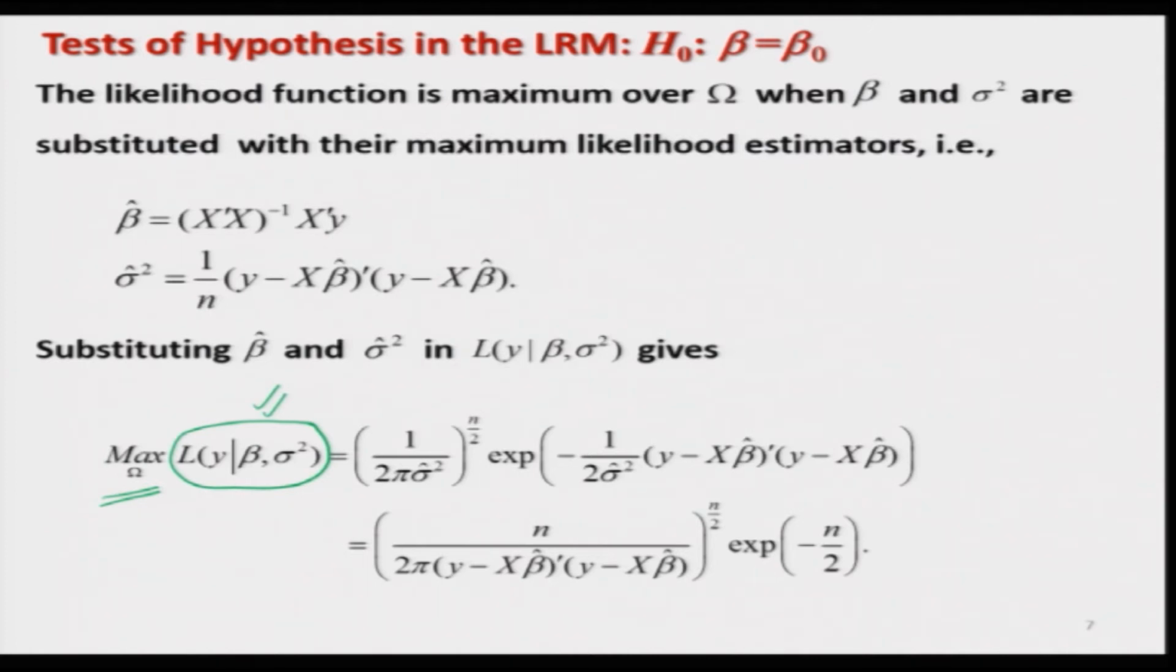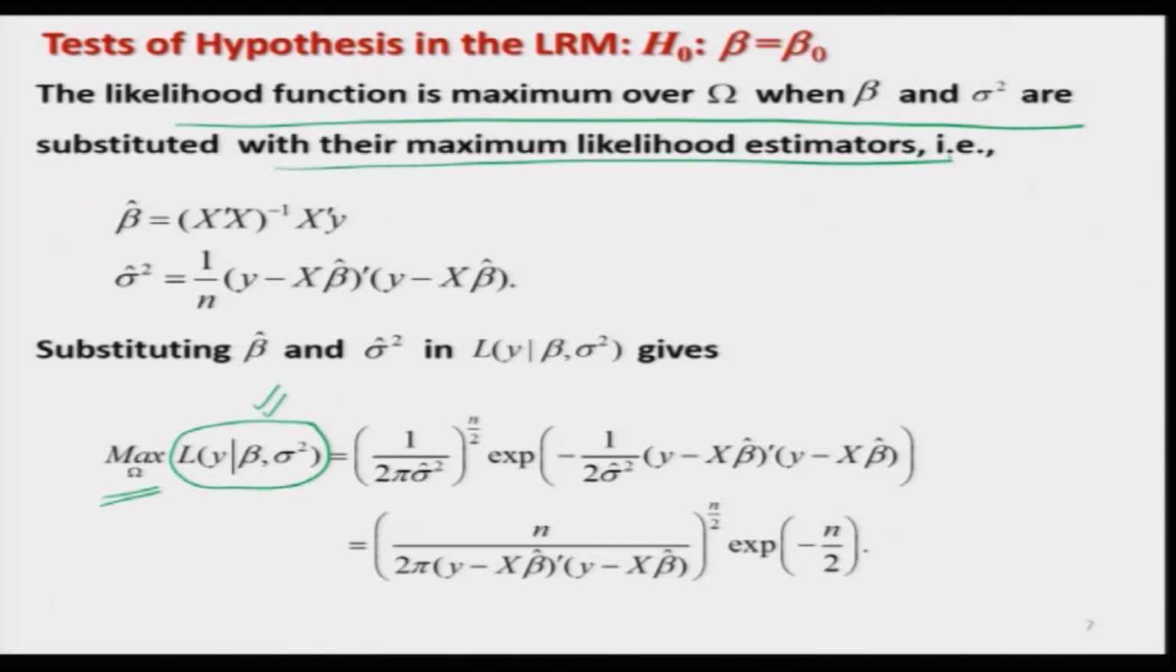Now, the likelihood function is maximum over omega when beta and sigma square are substituted with their maximum likelihood estimators. We already found that the maximum likelihood estimator of beta is x transpose x whole inverse x transpose y, indicated by beta hat, and the maximum likelihood estimator of sigma square is 1 upon n times y minus x beta hat transpose into y minus x beta hat, indicated by sigma square hat.